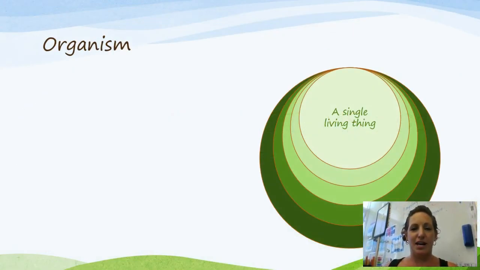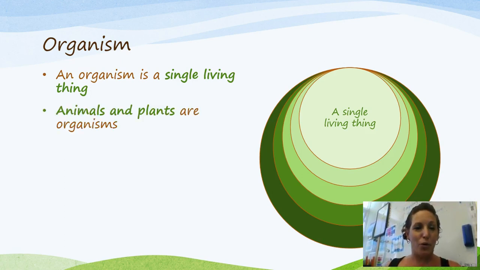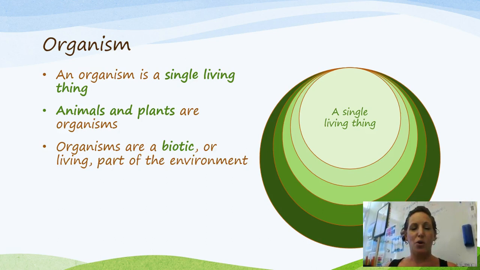Within a biosphere there's a few different levels. I like to think of them as concentric circles. So right in the middle is the smallest circle, and that represents a single living thing. And that is an organism. Plants and animals are all organisms.